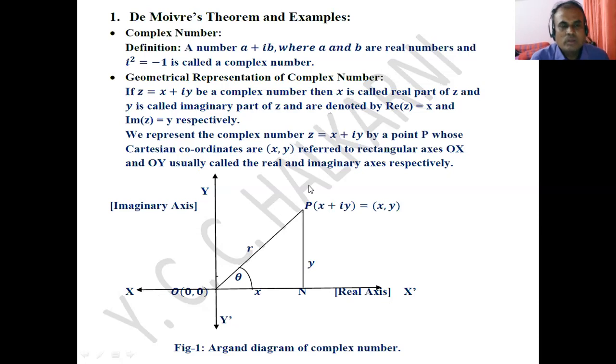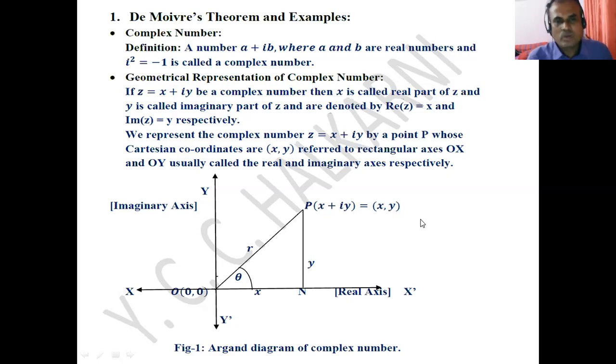Now the complex number z equal to x plus iy we can represent on the coordinate plane. So this complex number x plus iy denotes point P. So P of x plus iy, and therefore its coordinates of the complex number are x, y. The x value is the real part, and the y value is the imaginary part. So its coordinates are P of x plus iy equal to x, y.